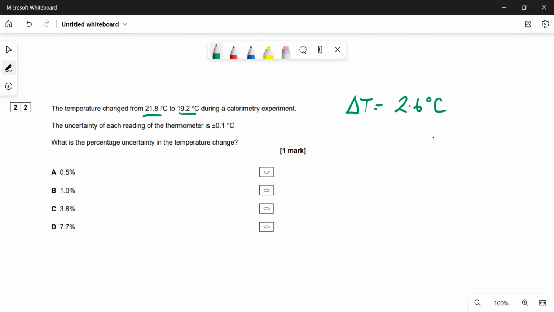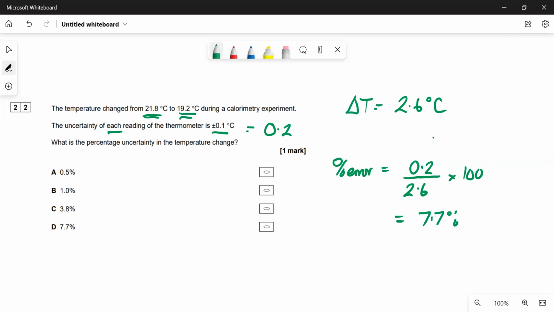It says the uncertainty of each reading of the thermometer is 0.1. Now we take 2 readings, one for the initial temperature and one for the final, so the total error is double that, 0.2. The percentage error is equal to the error, 0.2, over the measurement we make, 2.6, times 100. That gives us 7.7%. That would be the one you'd forget if you forgot to double, since you have to take into account that you're making 2 readings with the thermometer.